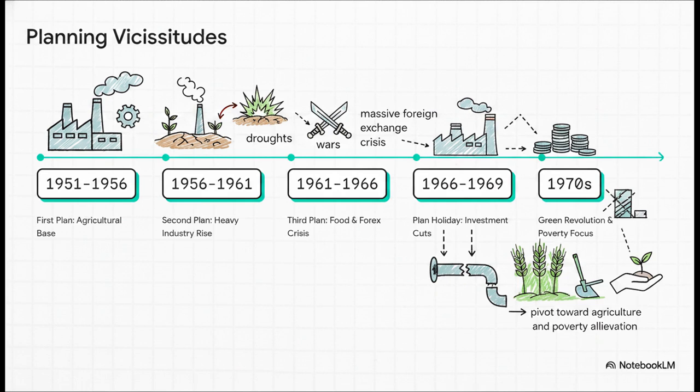The heavy industry dream hit a brutal reality check in the mid-1960s. We are talking severe droughts, wars, and a catastrophic foreign exchange crisis. It was so bad it forced a 3-year planned holiday where public investment was drastically slashed. This period completely shattered the heavy industry tunnel vision and forced a necessary pivot toward agriculture and poverty alleviation as we moved into the 1970s.